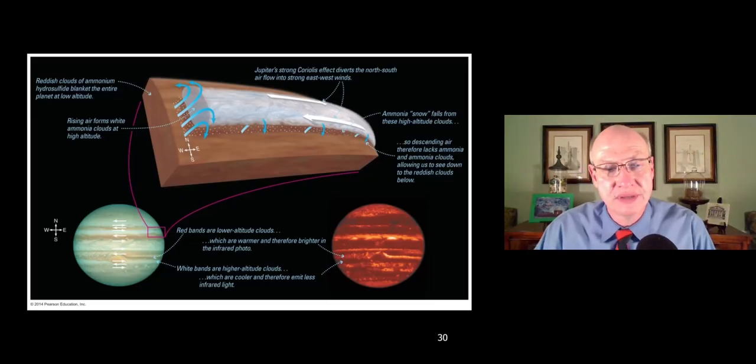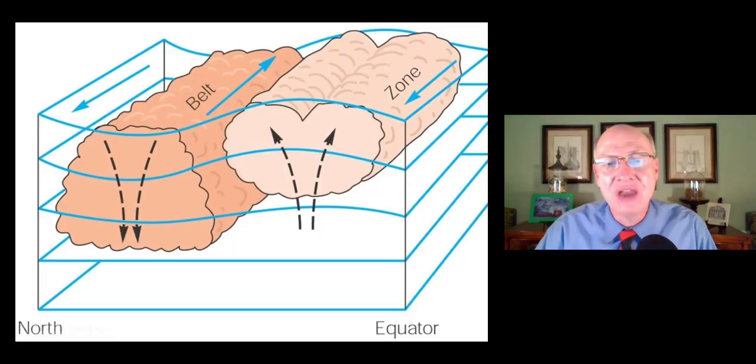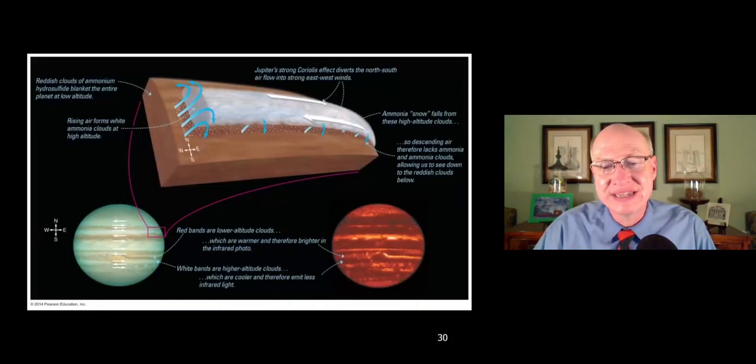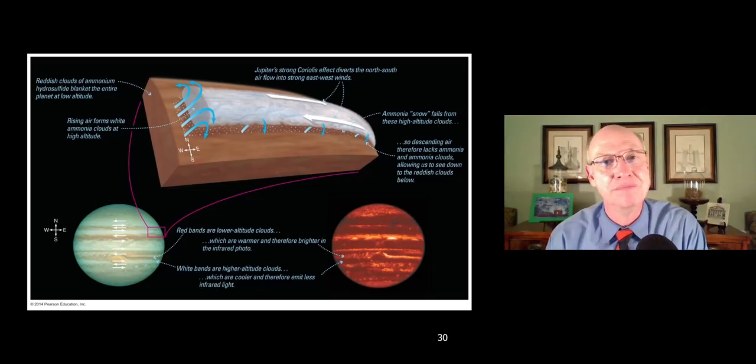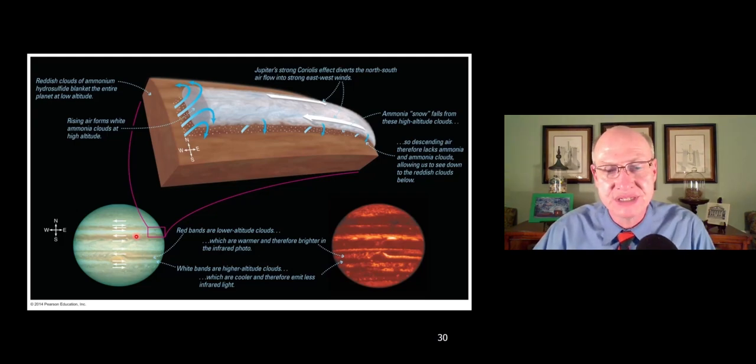The zones are higher up and colder than the belts. When we're looking at the belts on Jupiter, we're actually looking deeper down in the atmosphere. And you can see that here. You can see that the zones are higher up than the belts. Another way to tell that is with an infrared image of Jupiter. Now, infrared light is a measure of the temperature of the clouds on Jupiter. And we can see that the belt regions here are brighter in the infrared, which means they're warmer, and the zones, which are higher up, are cooler.